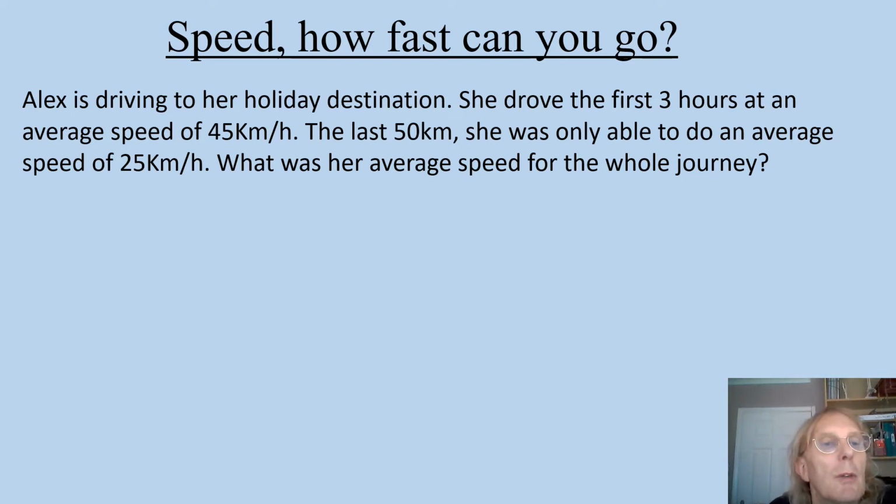So what we've got to do is look at the different parts of the journey. Let's look at the first stage. For the first stage of the journey, we're just going to use speed equals distance over time. So I'll type it here: speed equals distance over time.